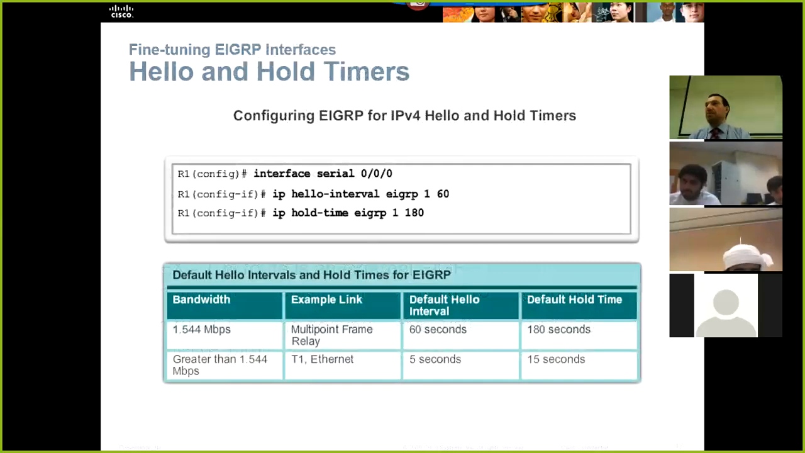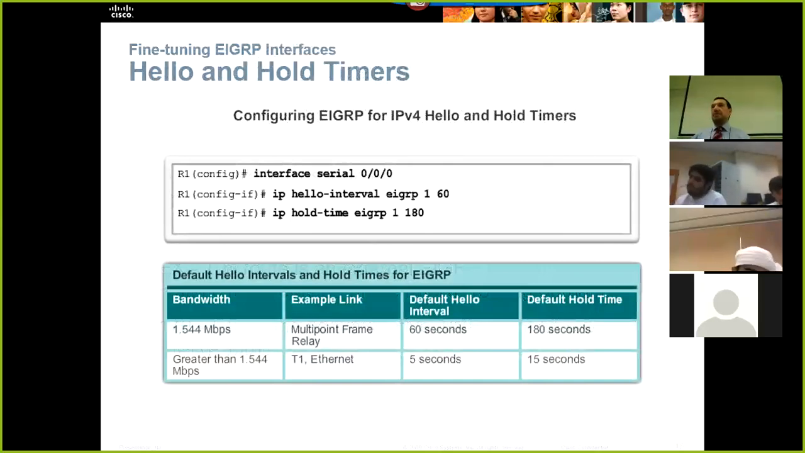Hello and hold time timers. Remember we said the hellos depend on your network speed. If it's a fast network, which is a multi-access broadcast network, which is a T1 or faster, then every 5 seconds you send the hellos. If it is a non-broadcast multi-access network of a T1 or less, such as frame relay or ATM, of a T1 speed or less, then the hello is every 60 seconds. Now, if I don't receive a hello up to 3 times the hello interval, I say this neighbor is down. So 3 times 5 is what? 15. 3 times 60 is 180. Now, these are the defaults.